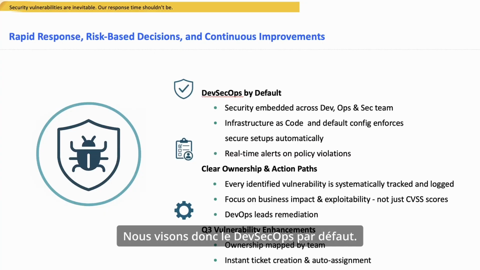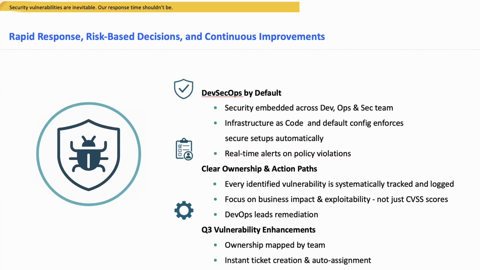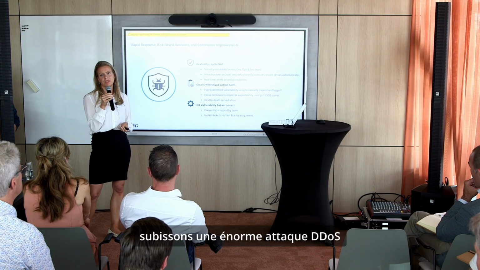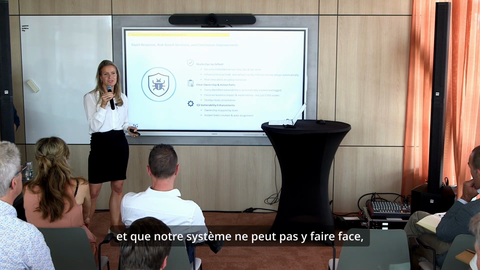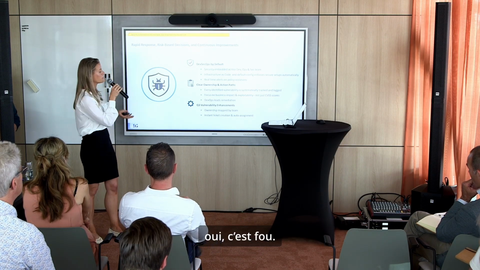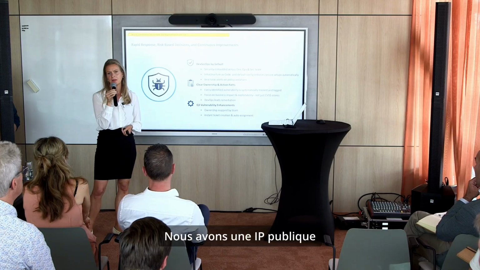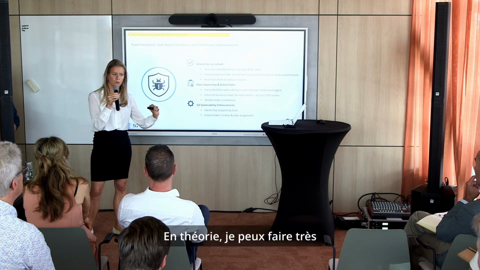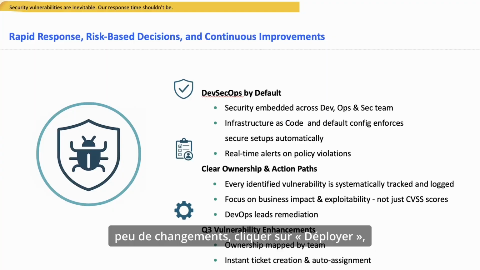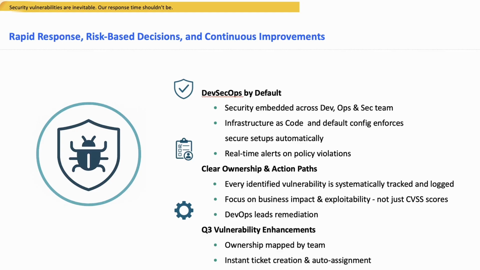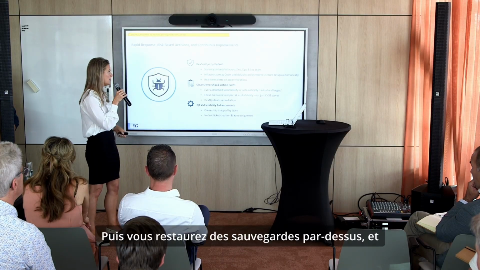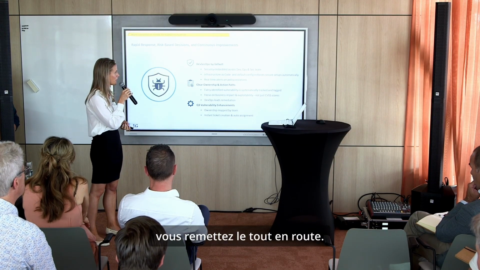So we try DevSecOps by default, and among other things, it's also infrastructure as code. And that is, say, in the case now that we have a huge DDoS attack, and there's no way our system can handle it. It's crazy. We have a public IP kneeling on the floor. In theory, I can do very few changes, click deploy, and we will have a copy of that system, that infrastructure, up in a different location, for example. And then you run some backups on top, and you get things up again.